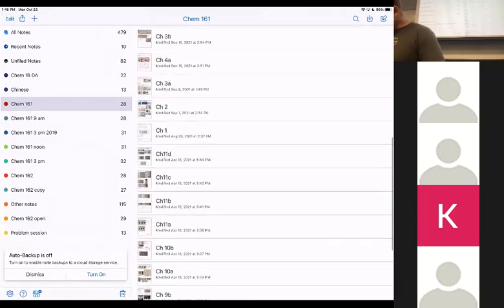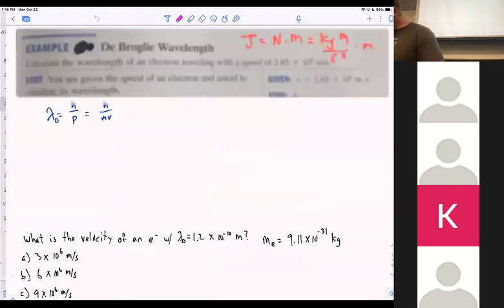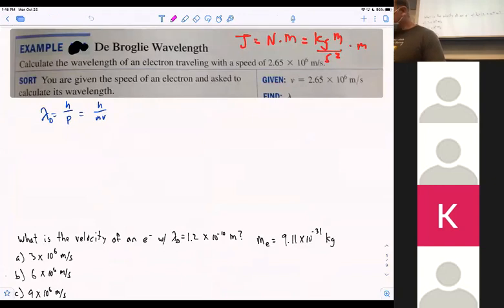Awesome. Okay. Now moving on. As promised, we're going to talk about electrons. So we're going to no longer talk about light for a bit and talk about electrons.